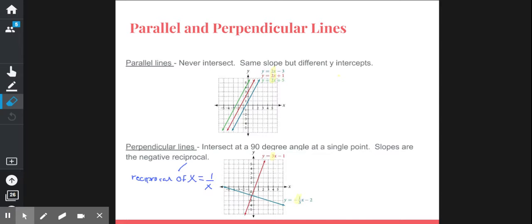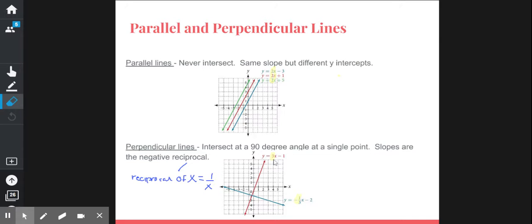Our other type of line that we're going to deal with is a perpendicular line. These are lines that intersect at a 90-degree angle at a certain point. For these lines, our slopes are negative reciprocals of each other. The reciprocal of x is equal to 1 over x. So the negative reciprocal of x would be negative 1 over x.